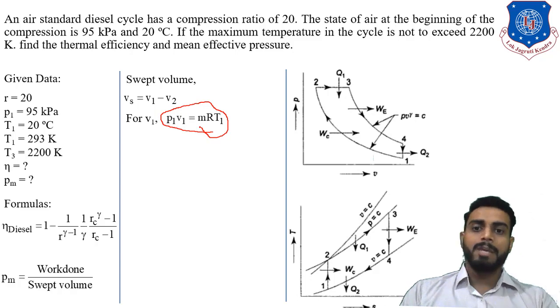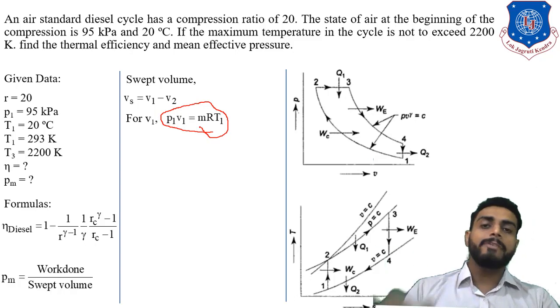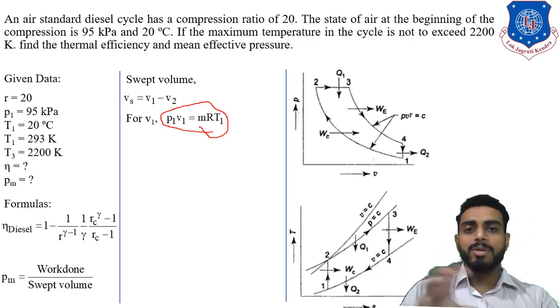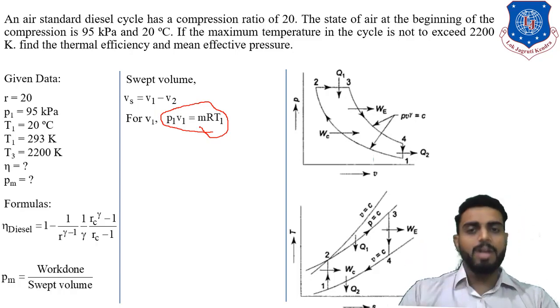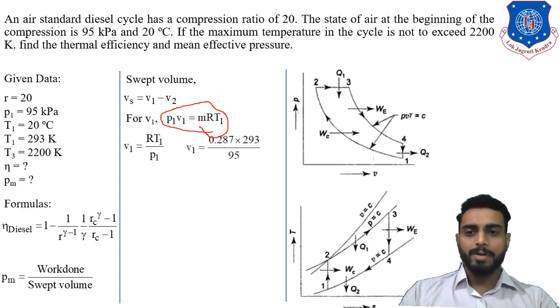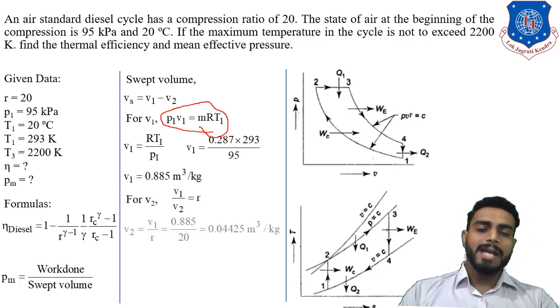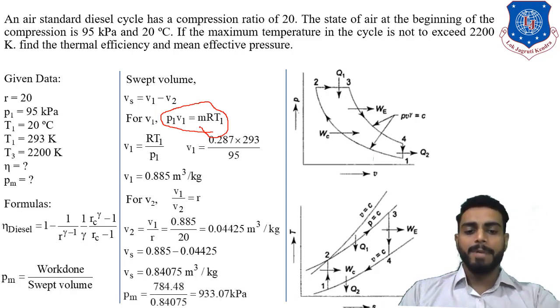Okay, so P1 V1 is equal to mRT1. This will be very helpful in every numerical, because whenever you are stuck with any value, you can go for this equation. Okay, so keep that in your mind. Using this equation, I have found V1. From V1, using the compression ratio, I have found V2, right? After that, we found the swept volume, and after that we found the mean effective pressure. Okay, so we will stop up to this point. Practice by yourself also. Okay, thank you.